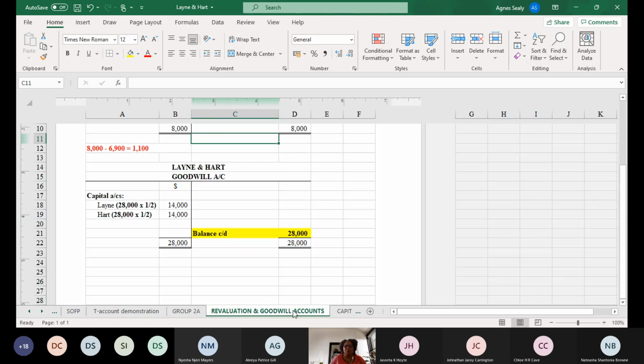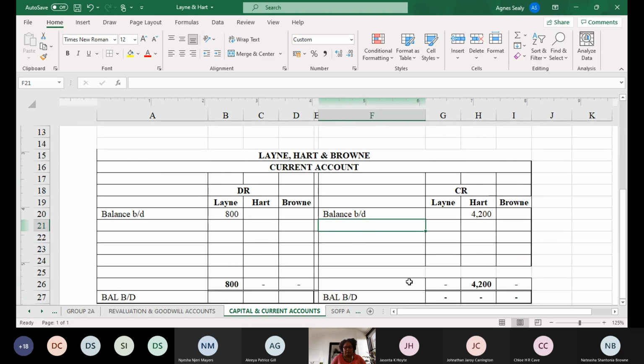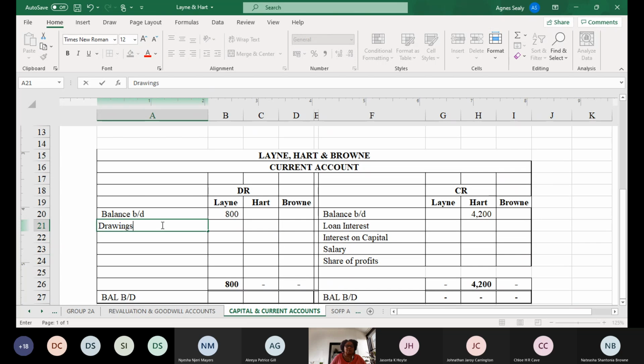Then you will go on to your current account, and you will put in your interest on the loan, interest on capital, your salary, and your share of profits on the credit side. On the debit side, you put in your drawings and your interest on drawings.